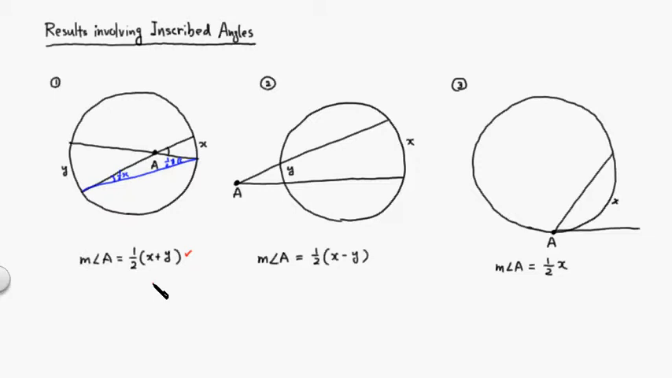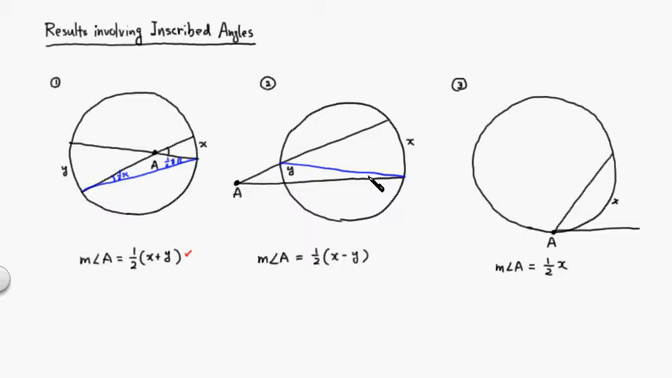Second one, and now A is sitting in the exterior of the circle, and the measure of the arc here is y, and the measure of the arc here is x. Then we can do a similar trick. We can just draw a segment here.